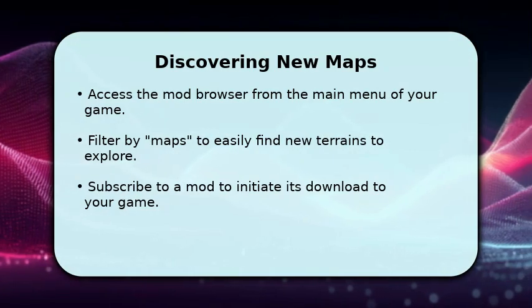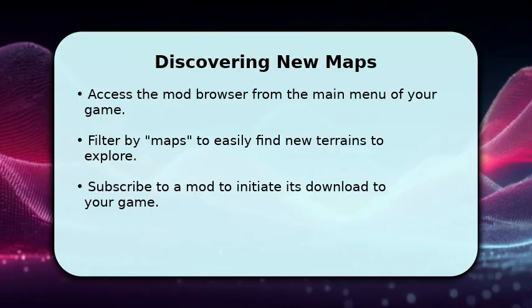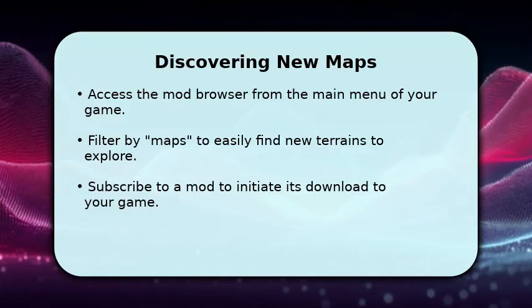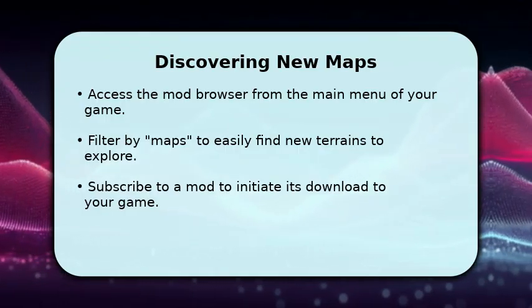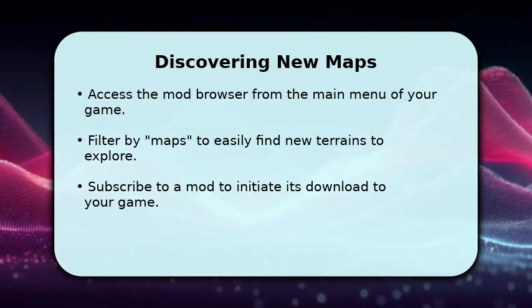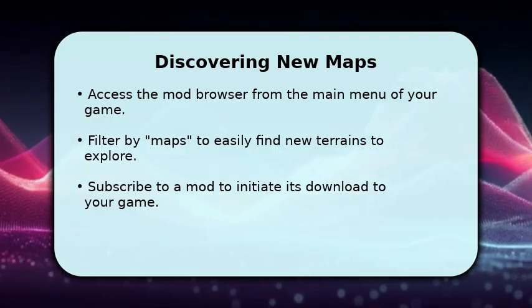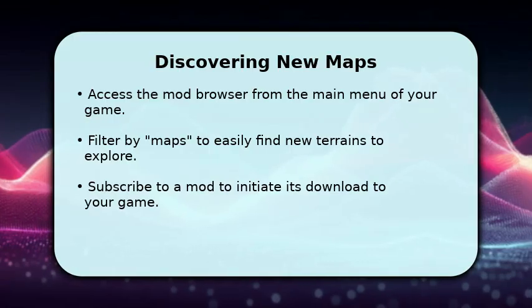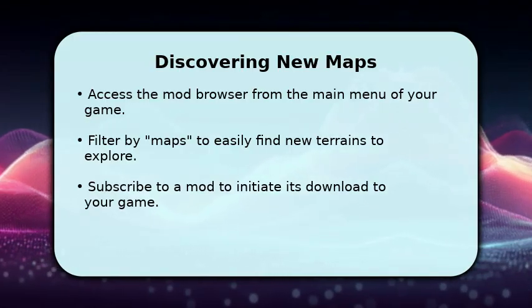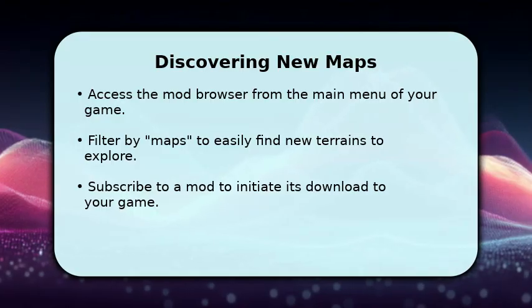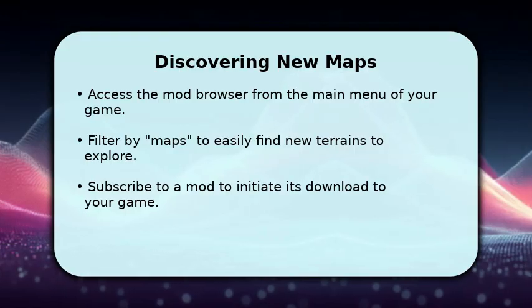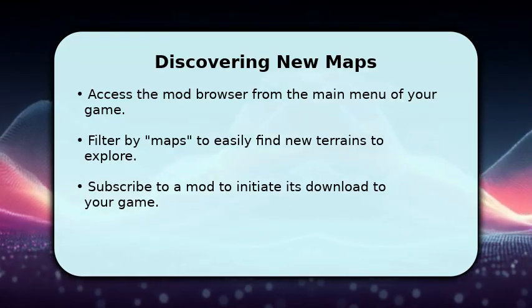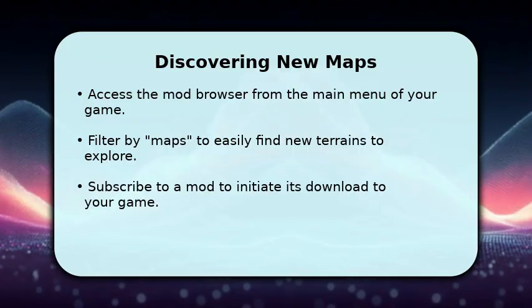Finding new mod maps is quite simple. First, navigate to the mod browser directly from your game's main menu. Once there, you can use the filter options to specifically search for maps, making your selection process much easier. When you find a map you like, simply click the subscribe button to begin its download. Remember that some larger maps can take up a significant amount of space, so always check your available storage before subscribing to many new mods.